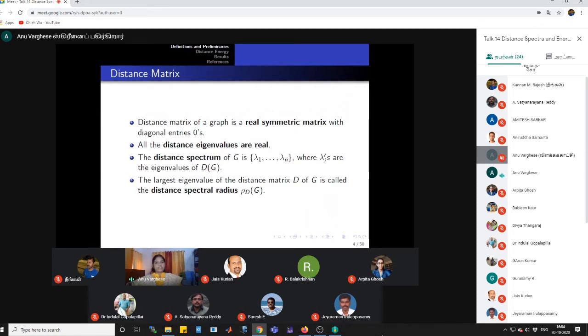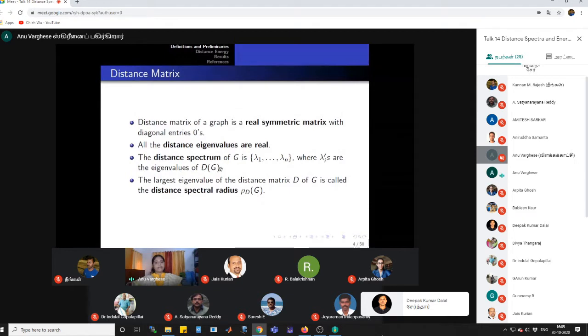The eigenvalues of the distance matrix are called the distance eigenvalues. The collection of distance eigenvalues is called the distance spectrum. And the largest distance eigenvalue is called the distance spectral radius and is denoted by rho d of G. We denote the distance matrix by D of G.